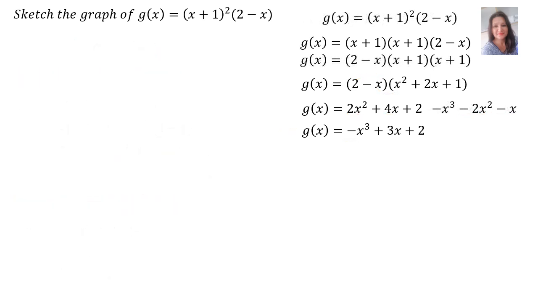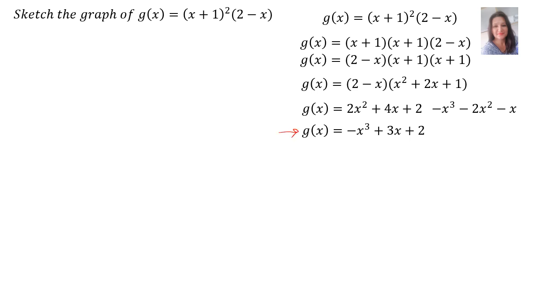Sketch the graph of g of x is equal to (x plus 1) squared times (2 minus x). So there on the right hand side, I kept that there for you just to show that when g of x is multiplied out, this is what you get. Because we're going to use this one.